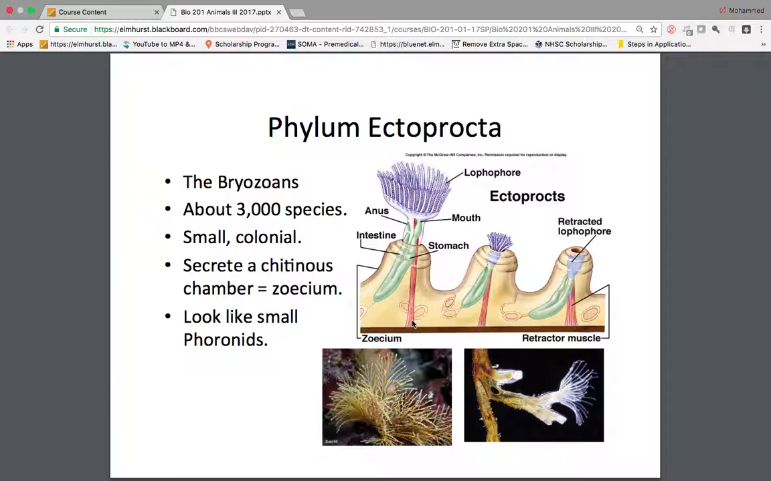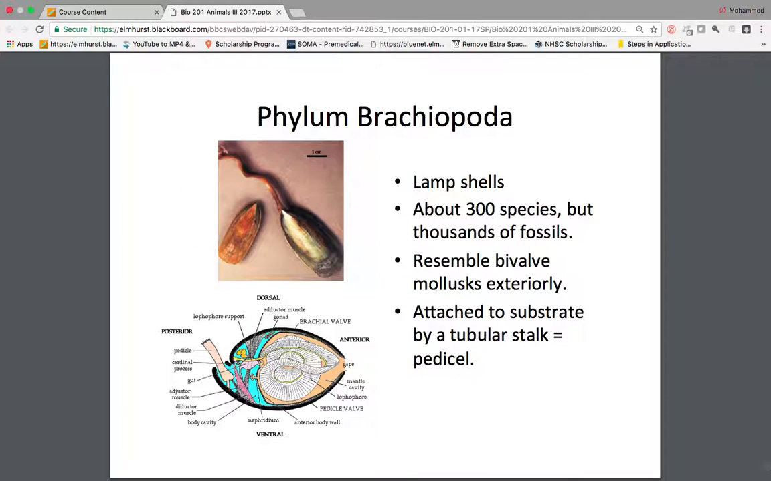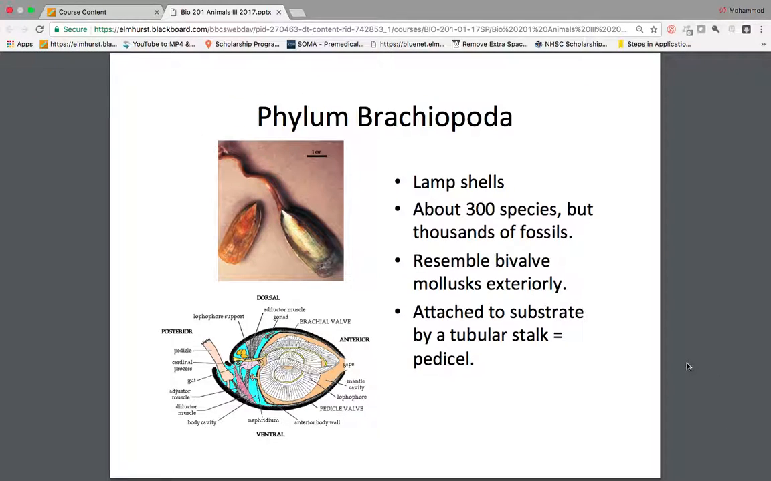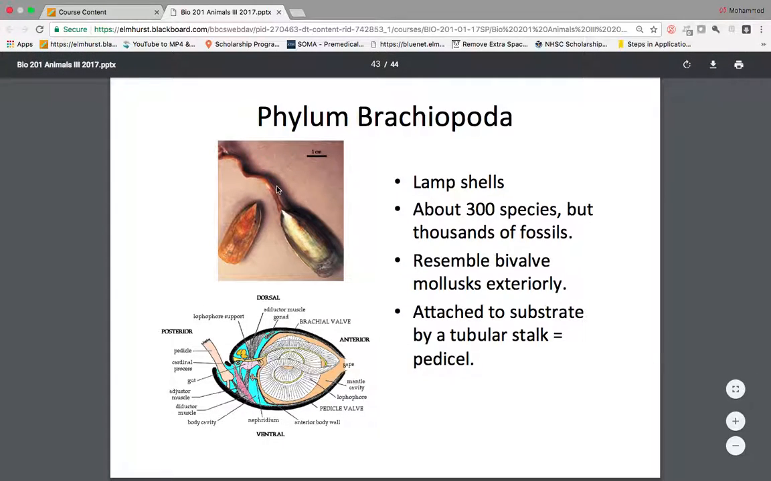This last group we're going to talk about are the Brachiopoda. The brachiopods are an immense fossil group, but only have about 300 that are alive now. But there's over 10,000 fossil species of brachiopods. Most of the things that you find that are fossils where people think they are bivalves are actually brachiopods. And the easiest way to tell whether something is a bivalve or not is, does it have this pedicel coming out the back of the shell? If it does, it's not a mollusk.